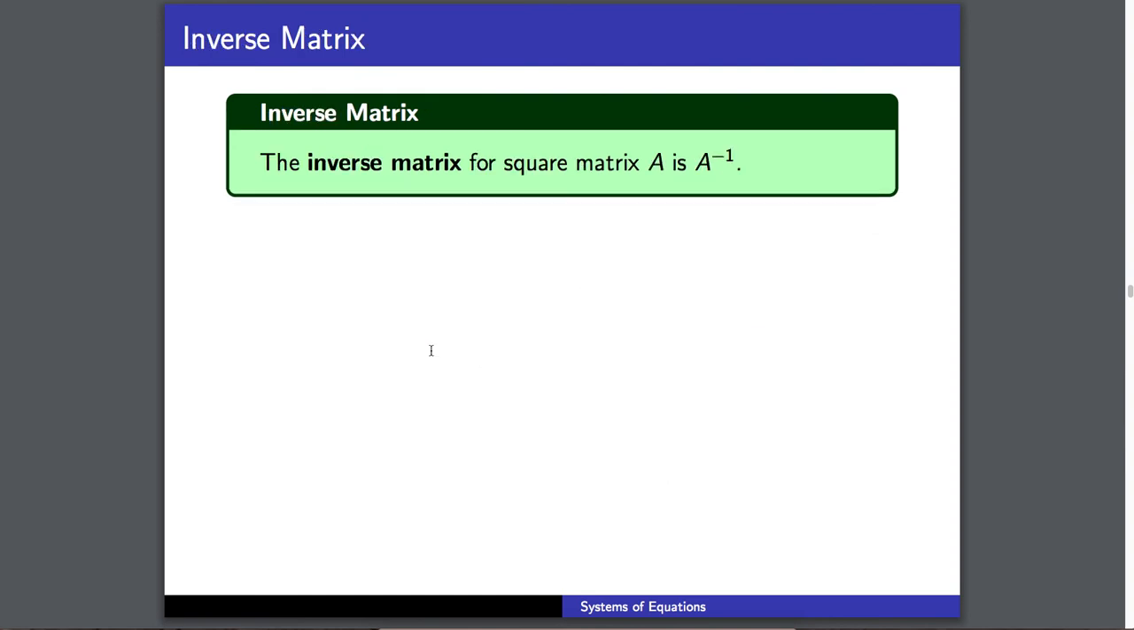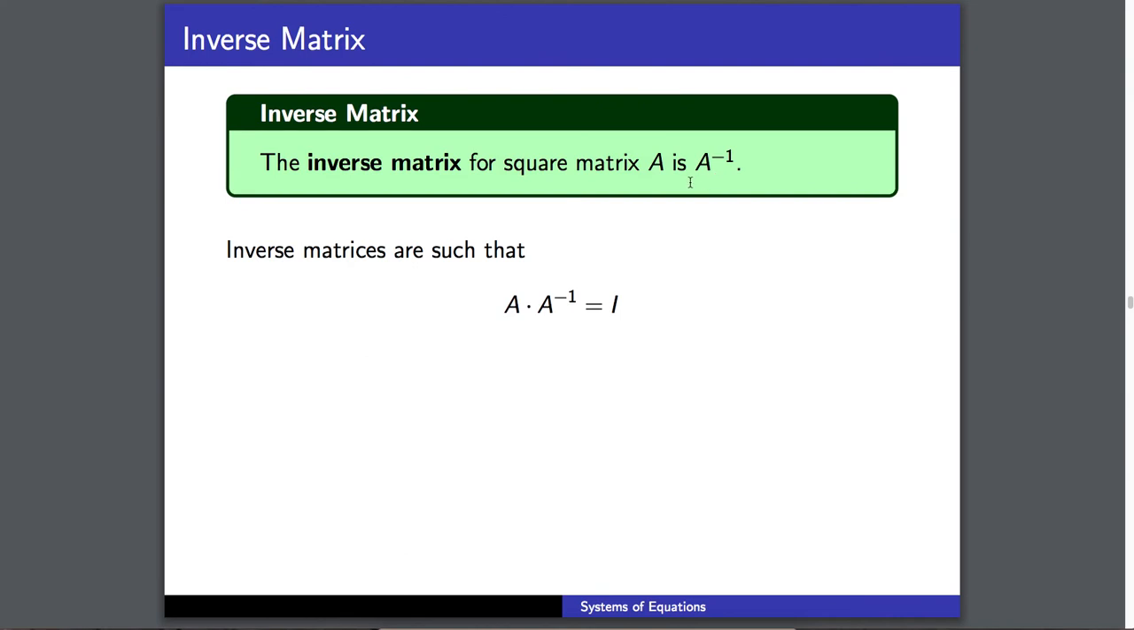So the inverse matrix for a square matrix, which is what we're going to use to help us solve these systems, for a square matrix A is going to be A inverse. We've talked about inverse functions. Here we're talking about inverse matrices, and we're using the same notation where it looks like it's being raised to the -1 power, but it's actually the notation for our inverse matrix.